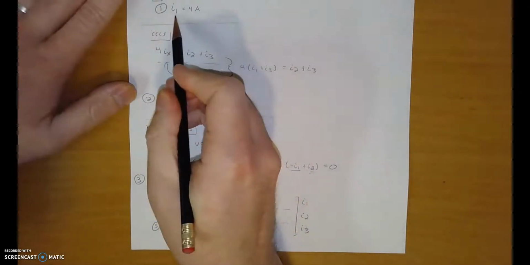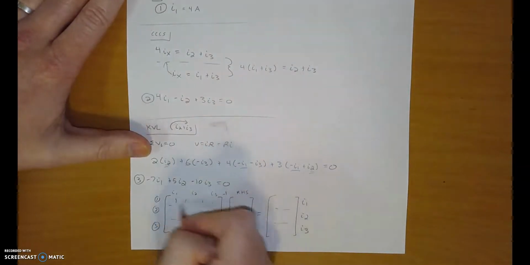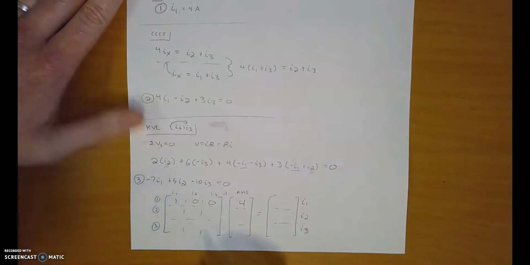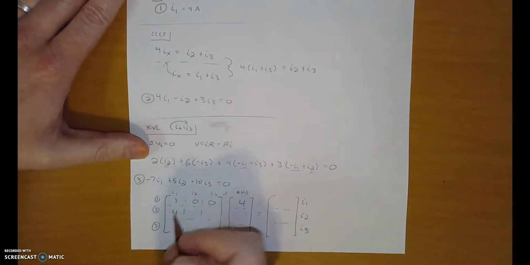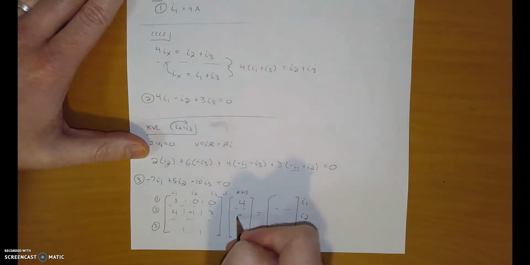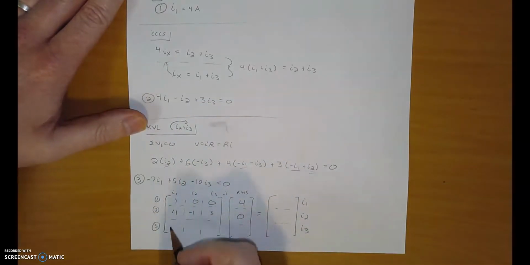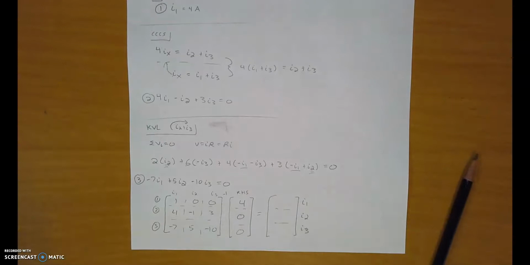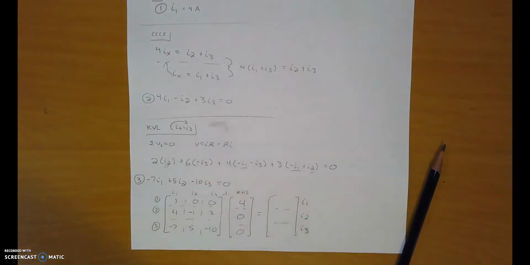Alright, so we have one I1, no I2s, no I3s, and my right-hand side is 4. On this, I have 4 I1s, minus 1 I2, 3 I3s, and my right-hand side is 0. In this equation, I have negative 7 I1, 5 I2s, negative 10 I3s, and nothing here. And then all I need to do is plug this into a matrix calculator and solve. So I'll do that real quick and show you the results.